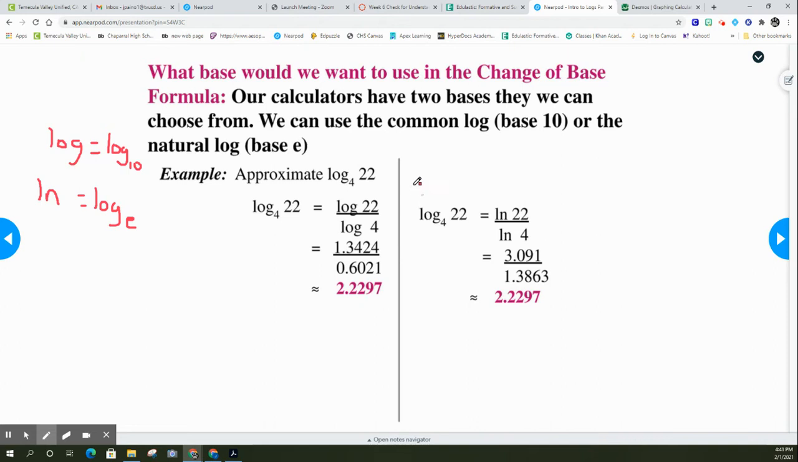If I use natural log instead of log, I get the same answer. Natural log of 22 is 3.091. Natural log of 4 is 1.38. Divide that, you still get 2.297.